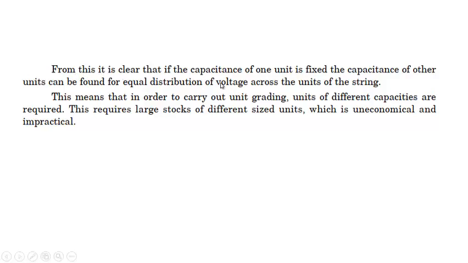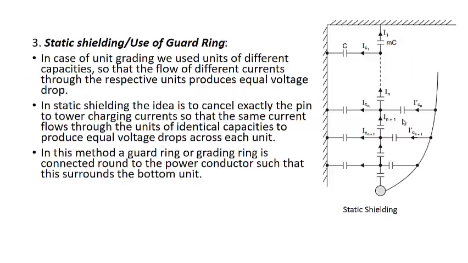From this, it is clear that the capacitance of one unit is fixed. The capacitance of other units can be found for the equal distribution of voltage across the units of the string. That fixed capacitance is the C1. This means that in order to carry out the unit grading, units of different capacities are required. This requires a large stock of different size units, which is uneconomical and impractical. So that means we are not practically doing it.